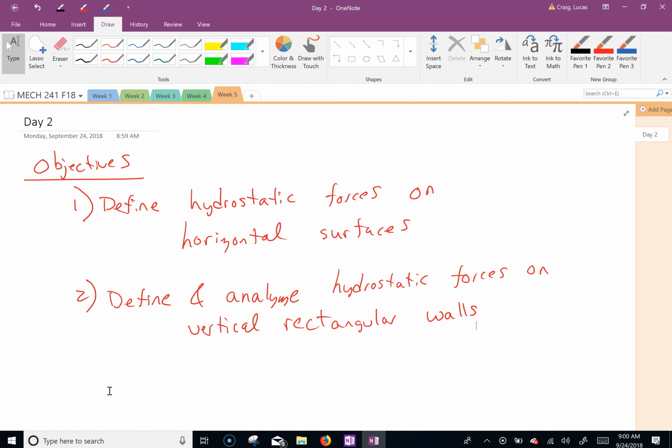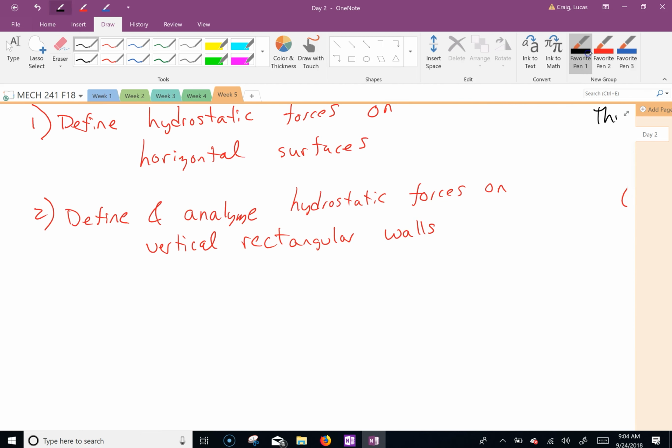So today we're going to start covering hydrostatic forces. We're going to define what they are on horizontal surfaces, and then we'll go through a problem on a rectangular wall. Let's just do a little review.